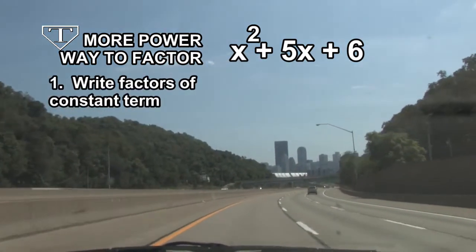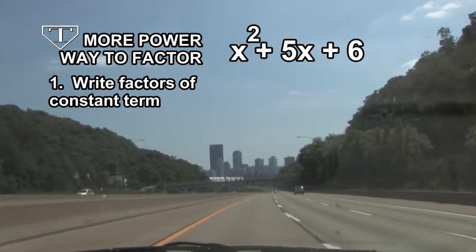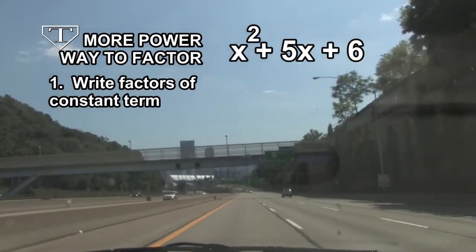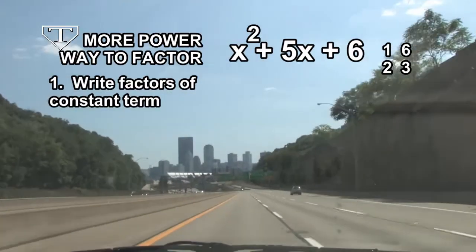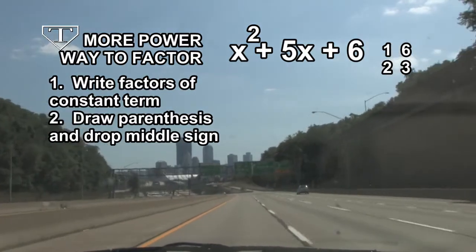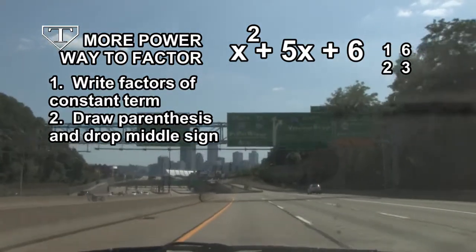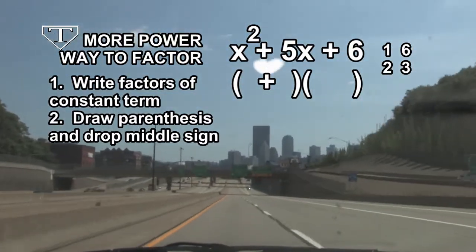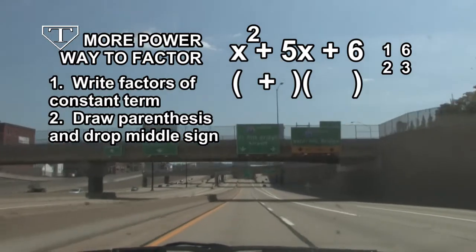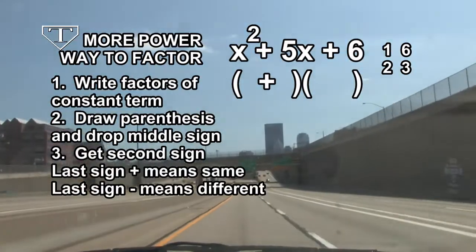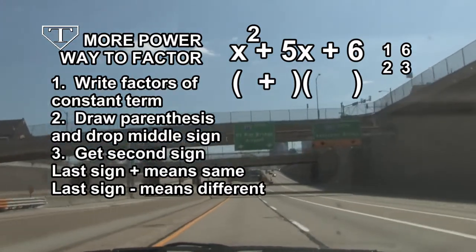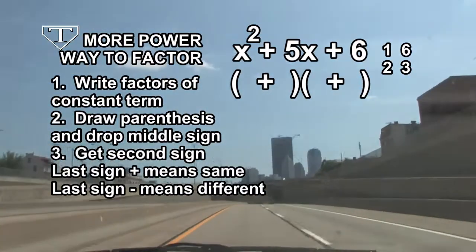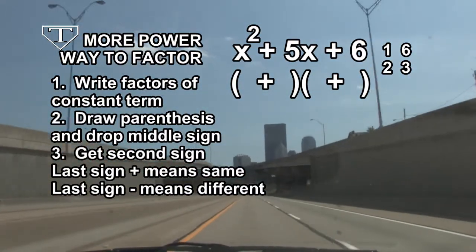Step 1 is to write the factors of the constant term. In this problem, 6 is our constant, and the factors of 6 are 1 times 6 and 2 times 3. Step 2 is to draw the two sets of parentheses and drop the middle sign into the first parentheses. In this method, we'll always drop our middle sign into the first parentheses. Now we'll get the second sign in step 3. If the last sign is positive, the signs are the same. If the last sign's negative, the signs are going to be different. In this problem, the last sign's positive, so both signs will be plus.